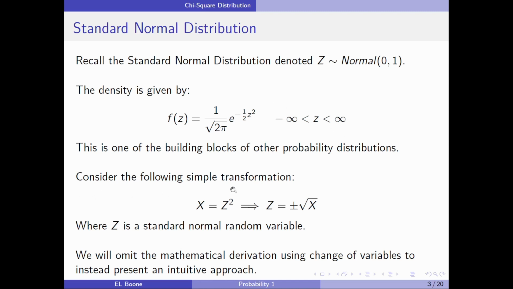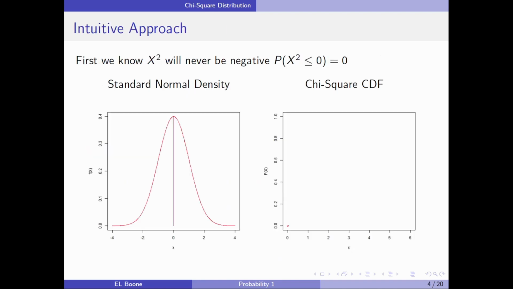So consider the following simple transformation. X equals Z squared. I'm going to take a Z standard normal, square it, and see what the distribution would look like. Well, that implies that Z is equal to plus or minus the square root of X, just using the property of square roots. Remember, Z is standard normal. We're going to omit the mathematical derivation because it uses change of variables, and lots of people get confused, so we're going to go for an intuitive approach, and hopefully this makes sense.